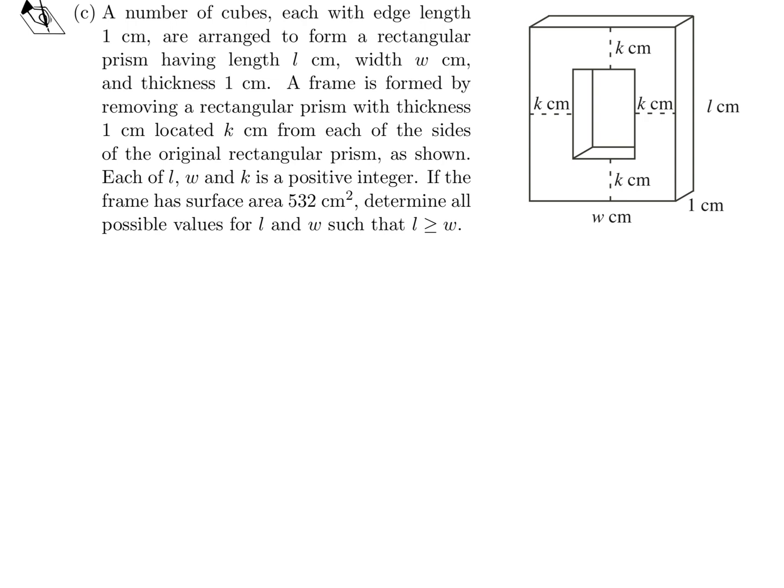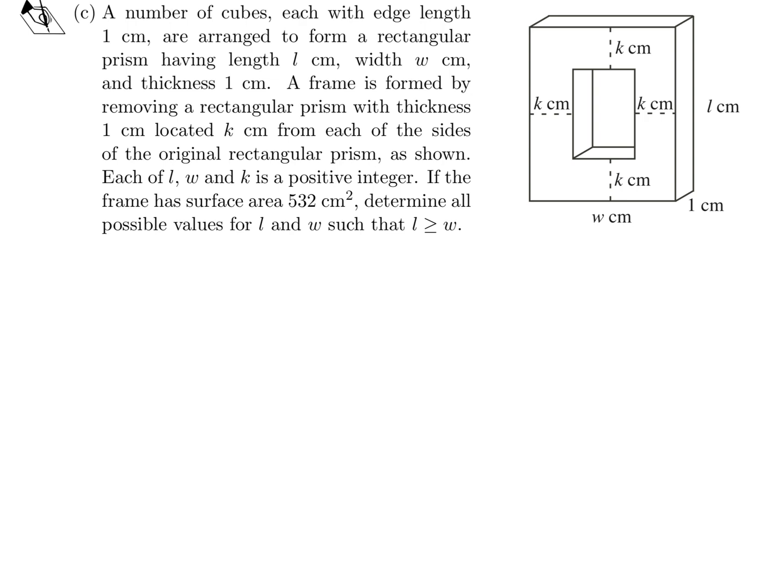A number of cubes, each with length 1 centimeter, are arranged to form a rectangular prism having length L and width W and the thickness of 1. A frame is formed by removing a rectangular prism with thickness 1 centimeter located K from each of the sides of the original rectangular prism. Each of L, W, and K are positive integers. If the frame has a surface area of 532, determine all possible values for L and W such that L is greater than or equal to W.